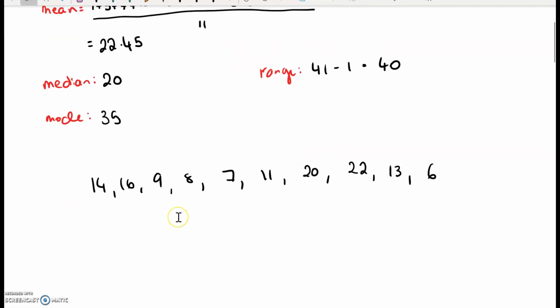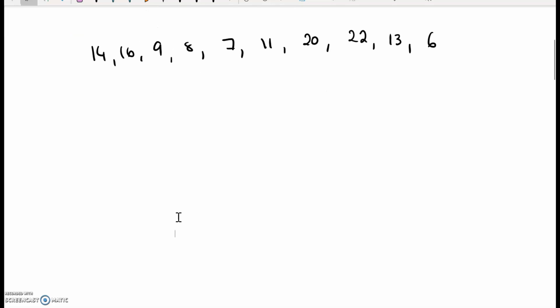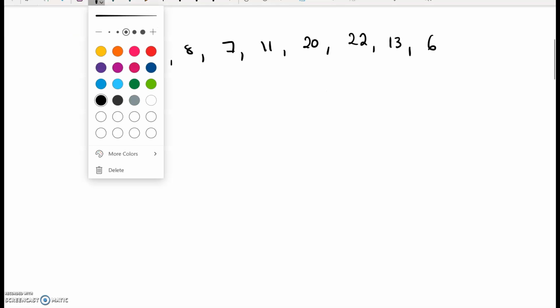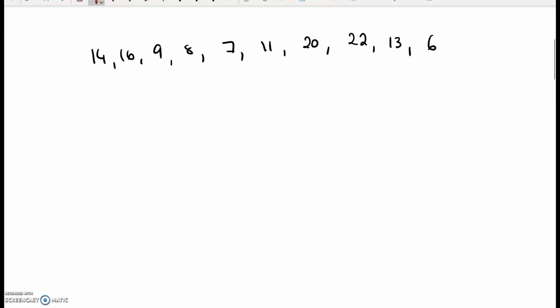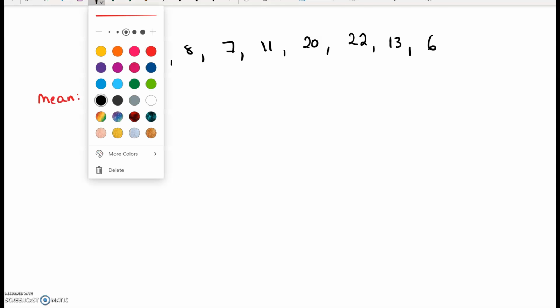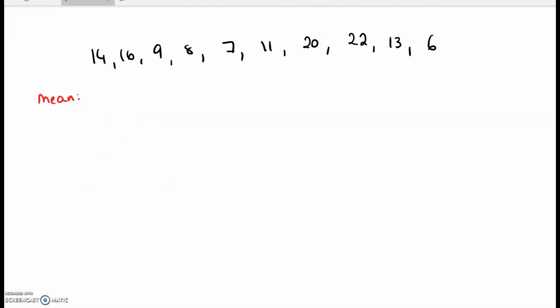Moving on to our next set of values, we'll do the mean again. Hopefully what you can notice from these values is they're not in order. But for the mean, that doesn't really matter. It only really matters for the median. So we're going to go through and just add them together like before.